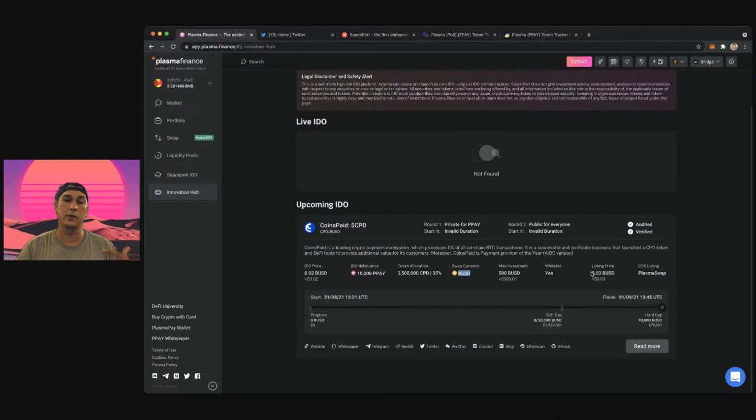The listing price: the Spaceport contracts manage the listing on the DEXs. All the liquidity collected in the contracts will be pushed to the DEX. Here you can see that the first DEX where the contract will push this liquidity will be Plasma Swap, and the price will be 0.03 BUSD. And here's the whole timeline, so you see when it starts and when it finishes.